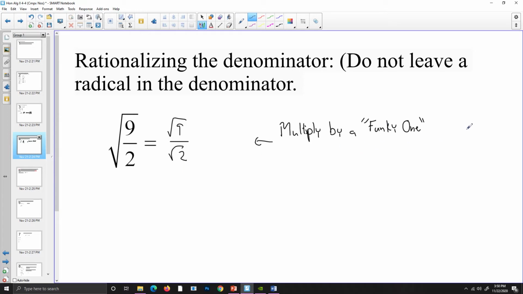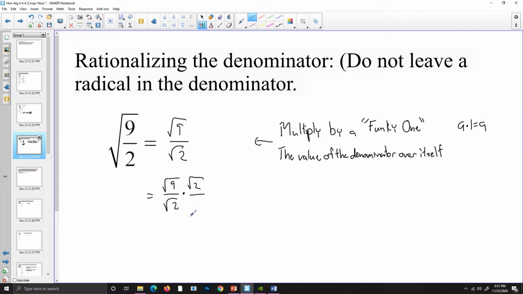We know that when you go a times 1, you get a. So if I multiply this by 1, I will get that same value. I'm not changing it. In this case, the funky 1 is going to be the value of the denominator over itself. And so what we're going to do is multiply the square root of 9 over the square root of 2 times the square root of 2 over the square root of 2.